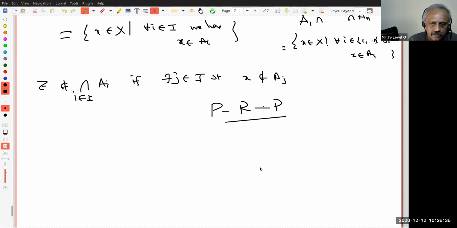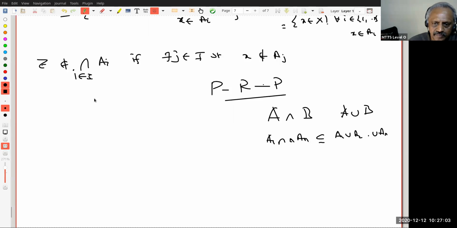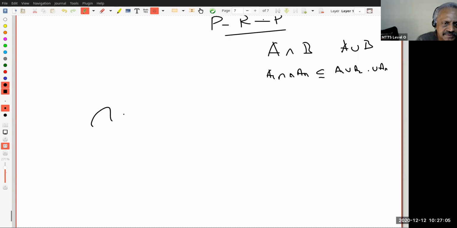Okay. So now what is the relation between A intersection B and A union B, or A1 intersection A2 intersection An and A1 union A2 union An? The union contains each and every element which is in at least one of the A's. The intersection contains only those elements which are in every A. So intuitively it is very clear. This is a subset of this. So here also we want to prove the same thing. What is it that I want to prove? The intersection over i in I is a subset of the union over i in I.